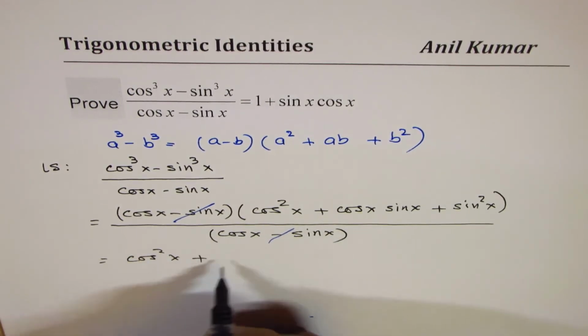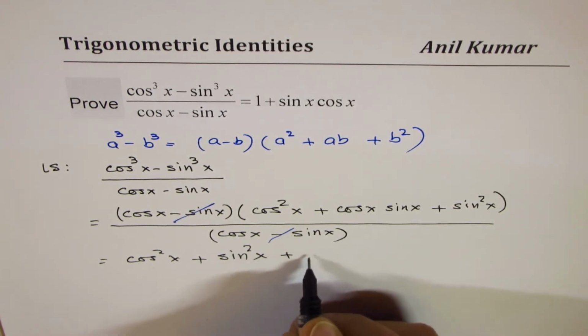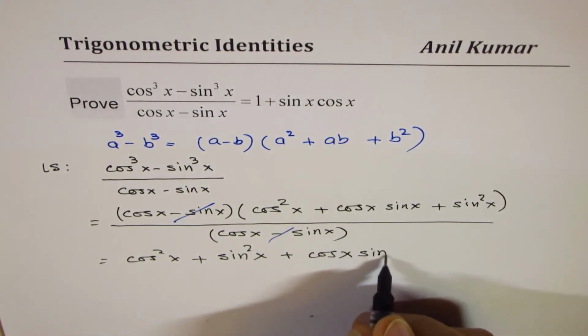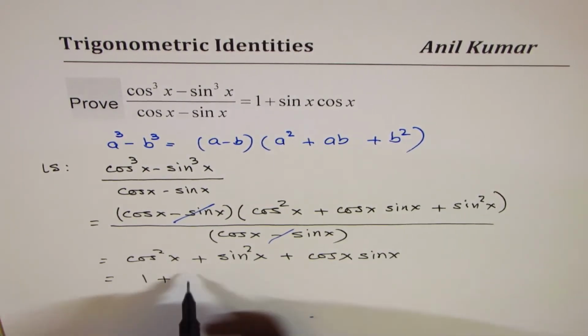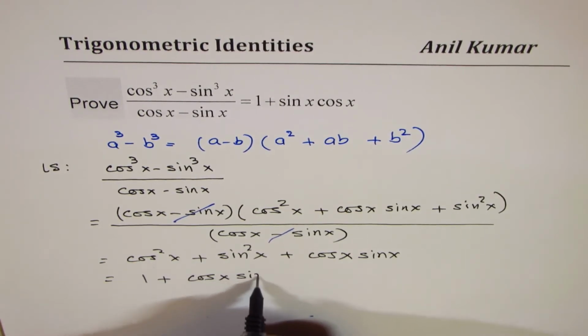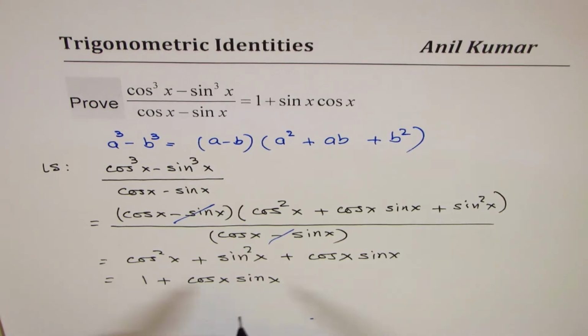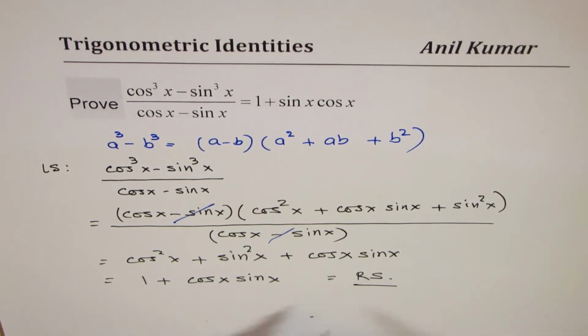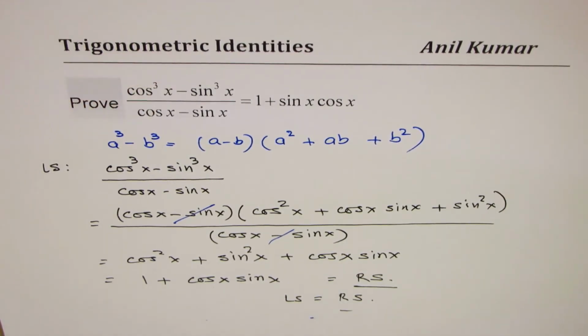Let's rewrite. We'll write plus sine square x first, and then the other term, which is plus cos x sine x. Now cos square x plus sine square x is 1, so we get 1 plus cos x sine x. Correct? So we get 1 plus cos x sine x, which is our expression. Do you see that? Exactly what we have here, correct? So that is the right side. You can show that the left side equals the right side. I hope that makes sense.